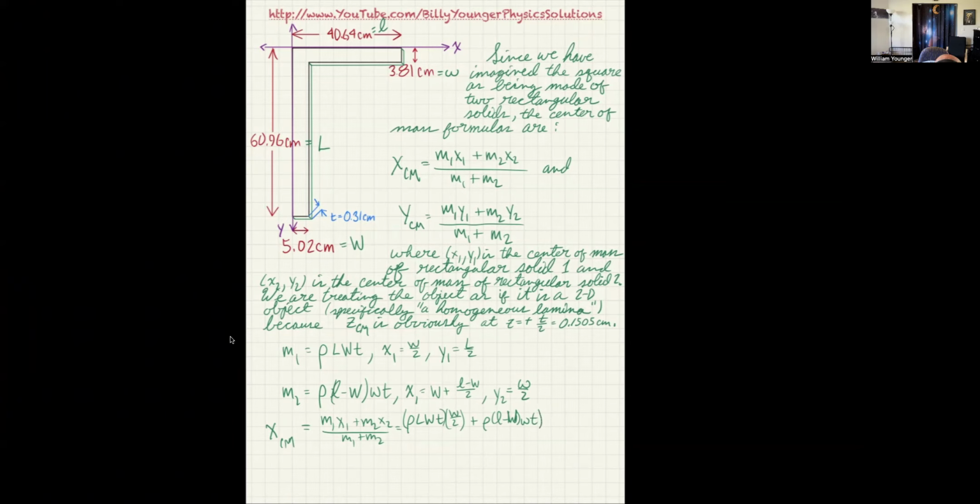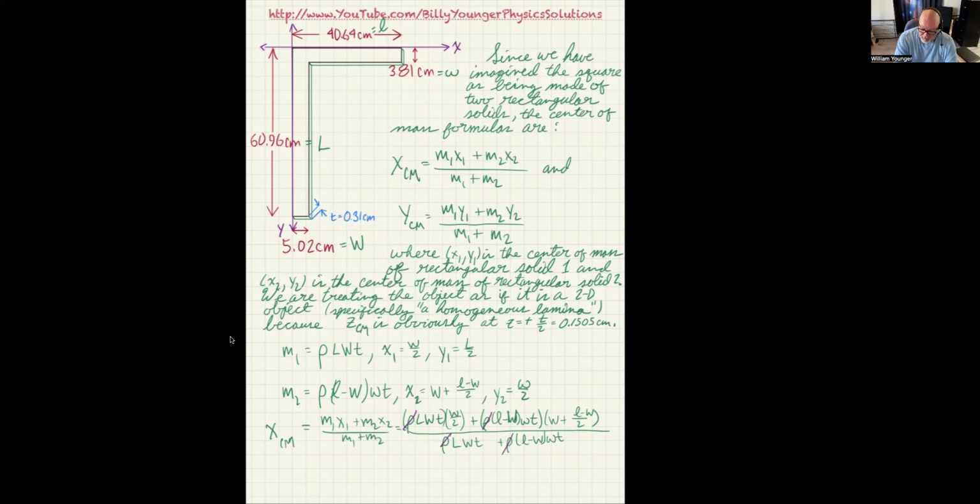And that is the whole mass. Now I've got to multiply it by X1, or excuse me, X2. That should be a 2 there. And that quantity will be W plus L minus W over 2, like that. And then all of this will be divided by rho L W T plus rho parentheses L minus W omega T, like that. And the reason why I wrote all this symbolically is you can see that here's rho as a common term to both of them, and here's rho as a common term to both of them.